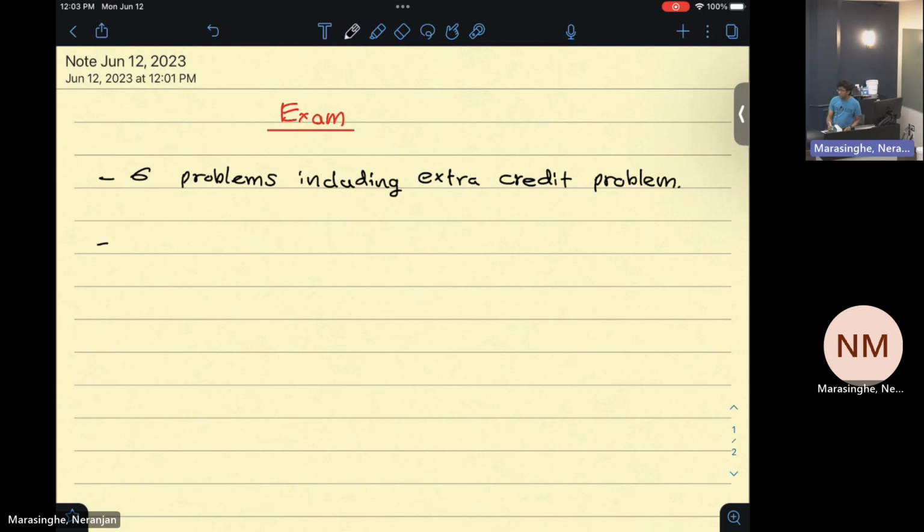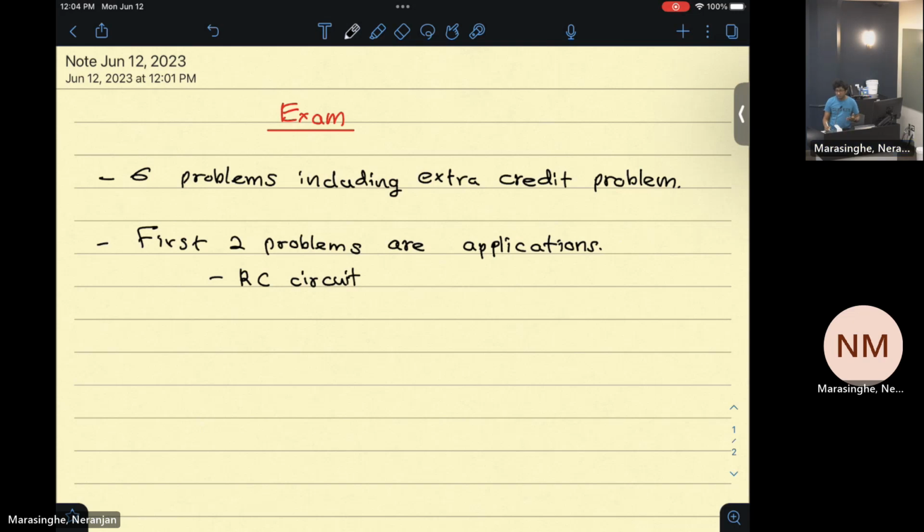The first 2 problems are applications. So get familiarized with the RC circuit and those formulas, right? You can use your books when you're writing the exam. It's not a closed book exam. You can use your books, your notes, internet, anything, right?